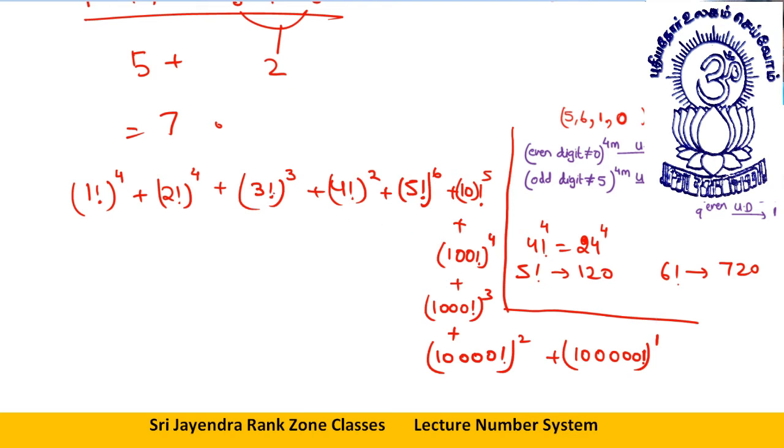What will be the unit digit here? 1 is 1. 1 raised to power anything will give me 1. 2 factorial is 2. 2 raised to power 4 multiple will give me a 6. 3 factorial is 6. 6 raised to any power will give me a 6. 4 factorial is 24. 4 raised to the power 2 is 16, so 4 raised to power even will give me 6. Now I told you 5 factorial onwards, all factorials end with a 0. I'm making a note over here.